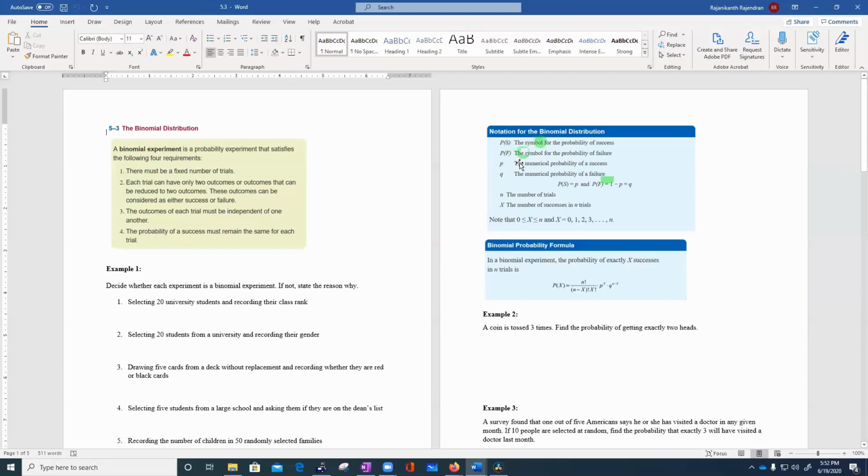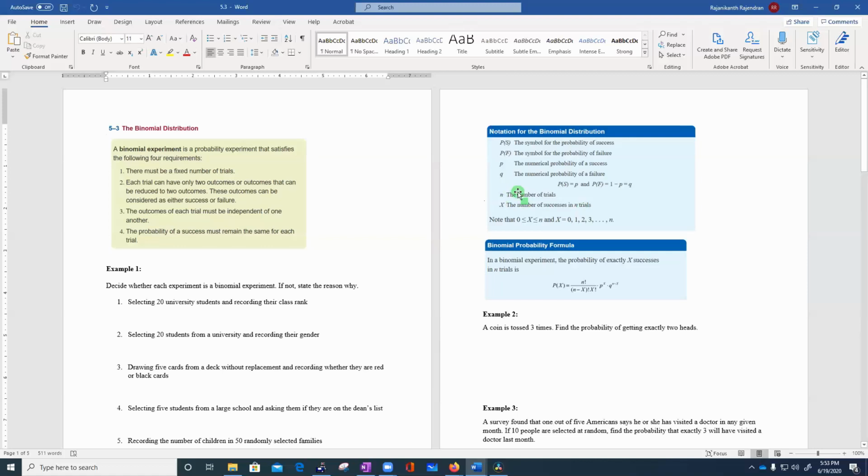So here I have given some notations. We use P(S) for the probability of success. In other words, we use that as a little p. Little p means the probability of success for each single trial. Little q is the probability of failure. When you add the probability of success and the failure, it's always going to be 1. So in other words, p plus q is always going to be 1. Okay?